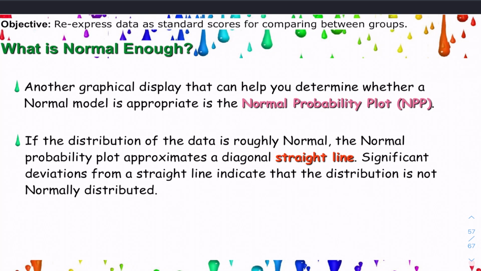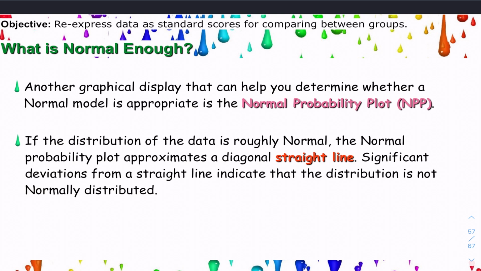Another graphical way that can help you determine whether a normal model is appropriate is the normal probability plot, or we call that the NPP. In essence, if the distribution of data is roughly normal, the normal probability plot approximates a diagonal straight line.